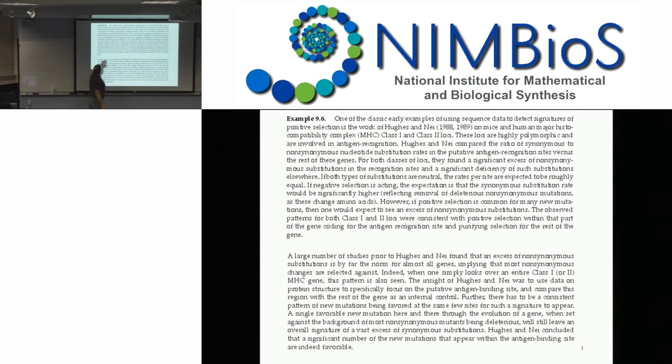The advantage they had was they knew how it folded, and they simply, I'll get your question in a second, they simply took those folding sites that made contact, that made antigen binding, and looked at the Ka to Ks ratio of those sites over everything else. At the folding antigen contact sites, Ka to Ks was much bigger than 1. At all the other sites, it was significantly less than 1. The advantage they had was they knew a priori which sites to compare from the protein folding structure and some idea about what they do.